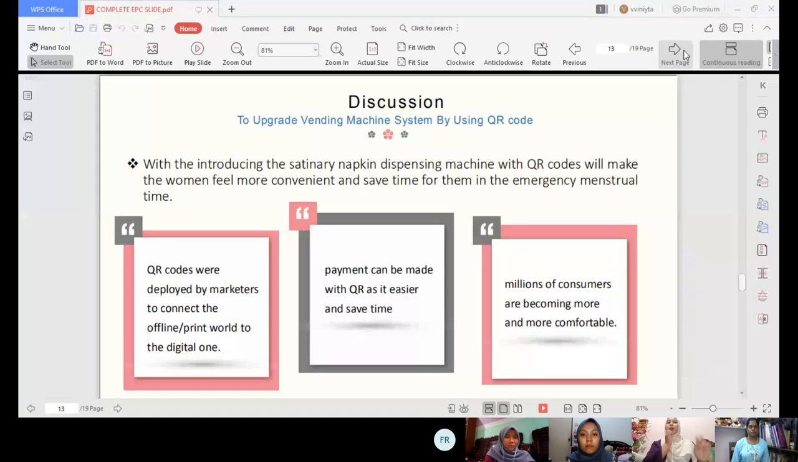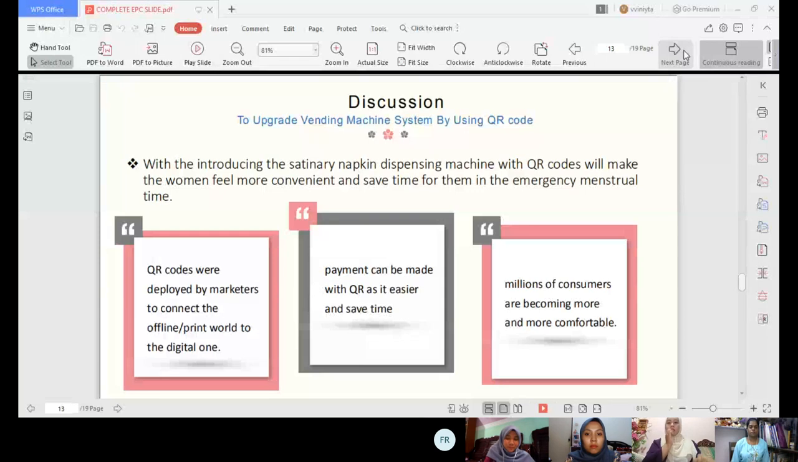For the second part, to upgrade the vending machine system by using QR code. Introducing the sanitary napkin dispensing machine with QR code will make women feel more convenient and save time in an emergency menstrual situation. The first point is QR codes were deployed by marketers to connect the offline or printing world to the digital one. Advertisers include a QR code in a magazine advertisement, hoping that the reader will scan the code and be forwarded to a form to get more information or perhaps even to buy the product.